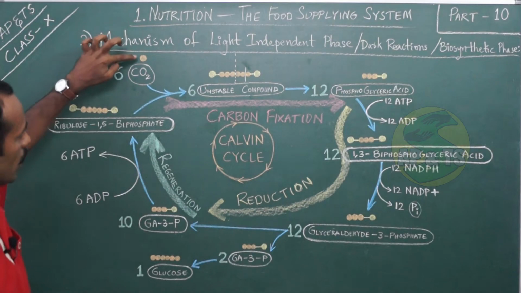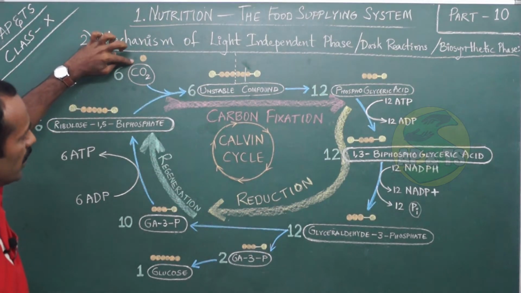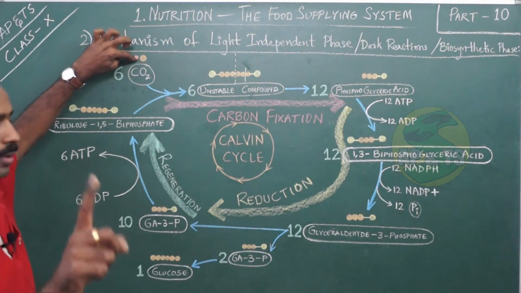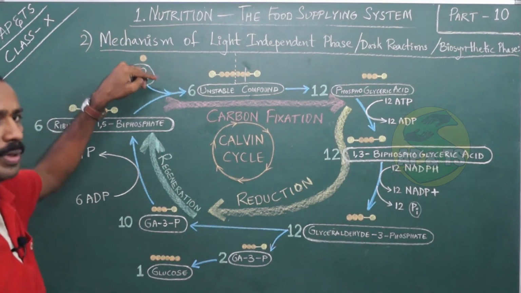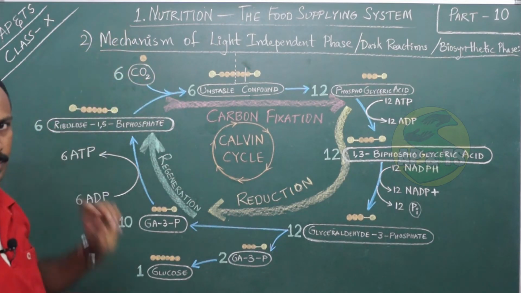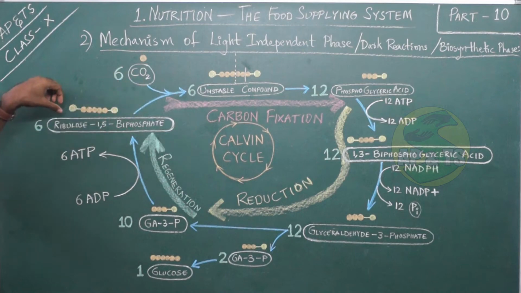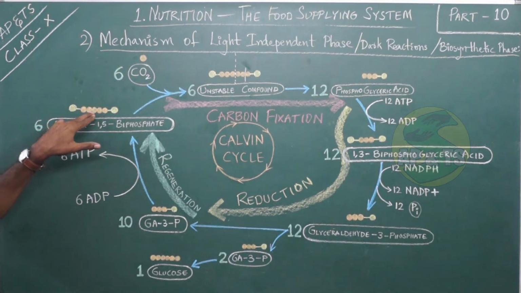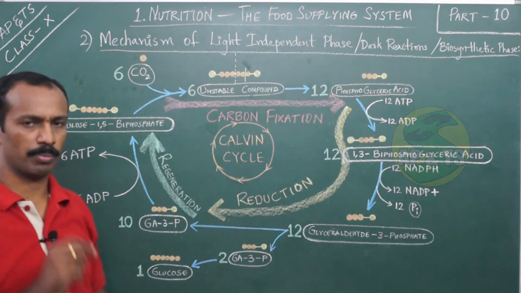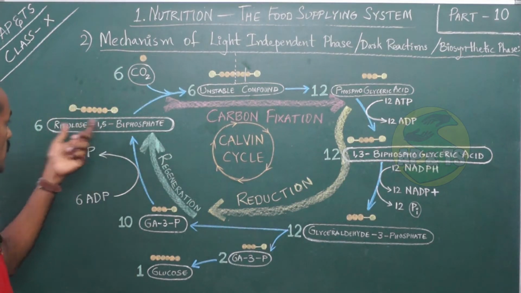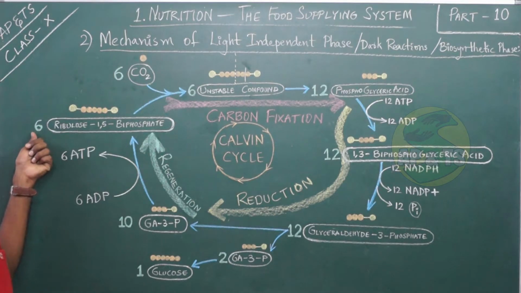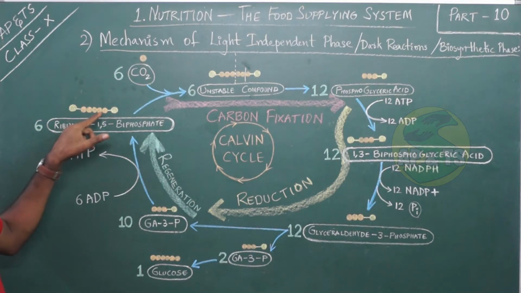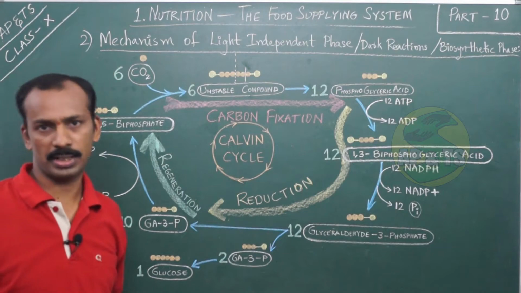Okay, so here how many carbons are there in each carbon dioxide? One carbon. So in 6 carbon dioxides, how many will be there? 6 carbons. Okay, in the same way, each ribulose 1,5 biphosphate consists of 1, 2, 3, 4, 5 carbons. Okay, like this 6 molecules are there. That means 6 into 5, 30 carbons will be there, children.